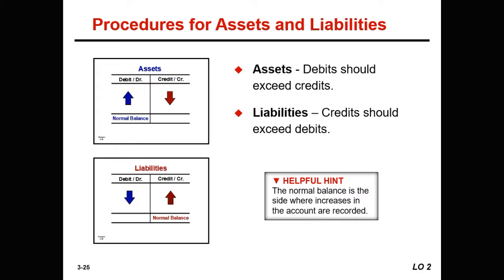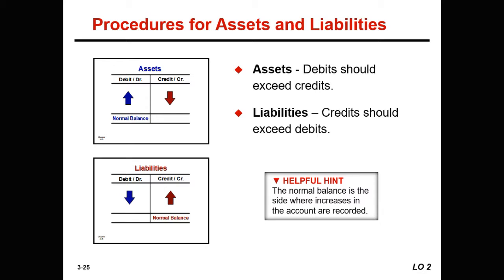So here we are looking a little bit more at some of the procedures. You'll notice that there's a little bit of a cheat sheet here. A normal balance, which you'll notice your front classification and chart of accounts information talks about, says whether it's a debit or credit. A normal balance is the side, so the left or the right, the debit or the credit side, where increases in the account are recorded. Now you'll notice that increases in assets are debits and increases in liabilities are credits.